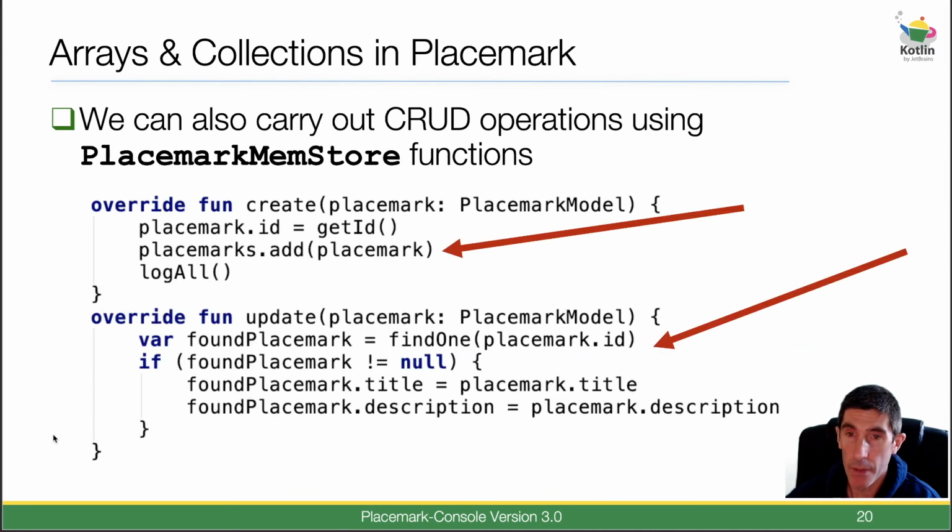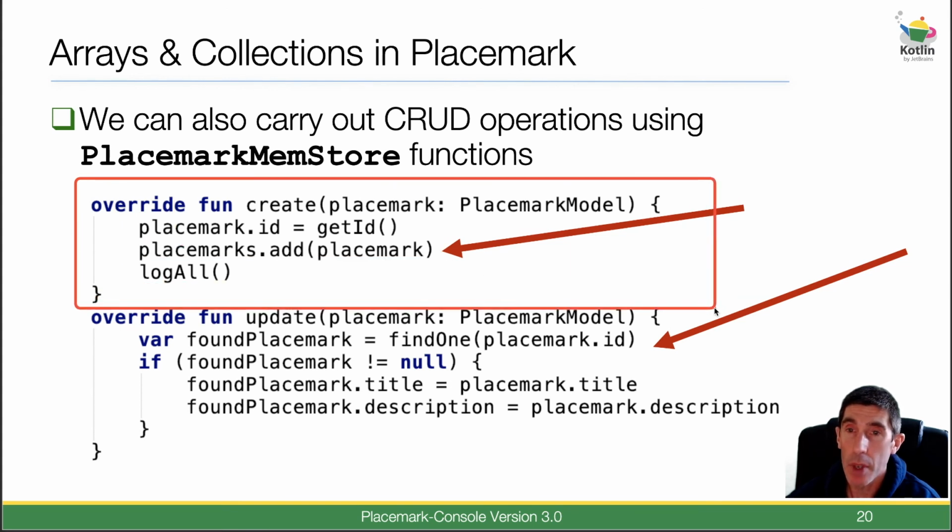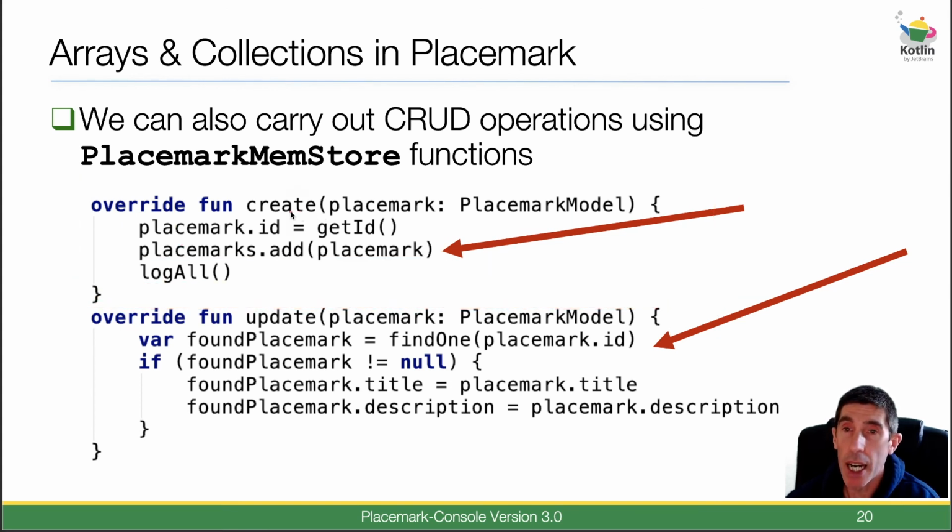Just moving on there. We can also carry out CRUD operations using our placemark memstore functions. So as well as being able to do it manually, here we are again just looking at our create. So this is getting triggered inside the controller, which is triggered from the view. So we're passing in our placemark. There we are setting our ID, and here we are adding it to our placemarks array list, and we just have a simple log there, log all, just to display to the user.